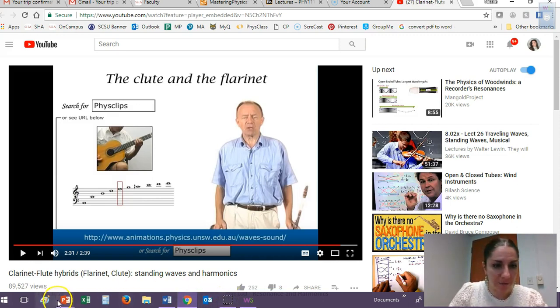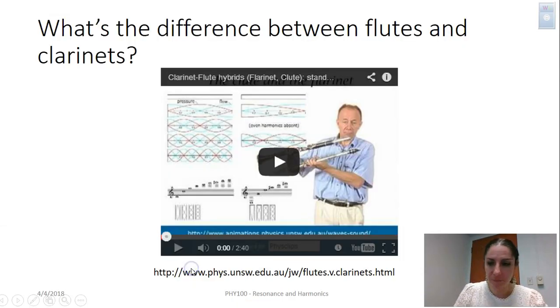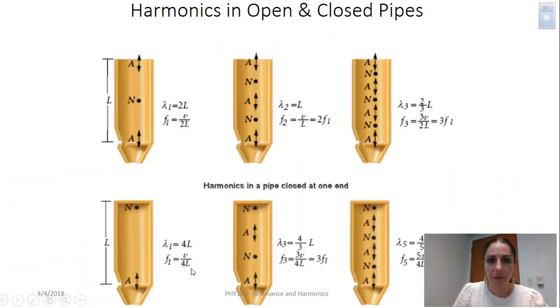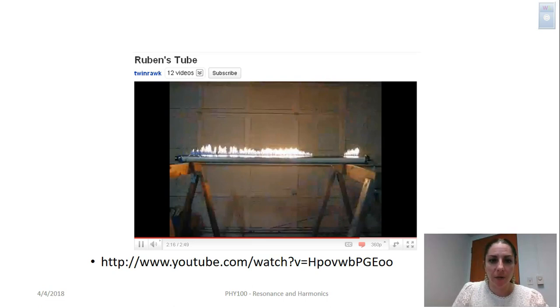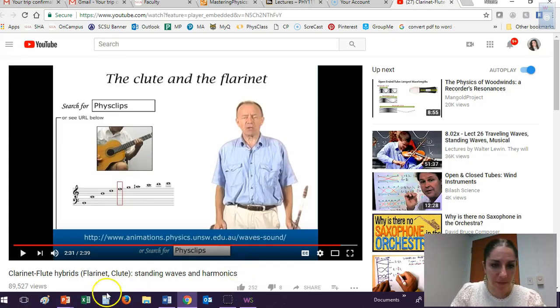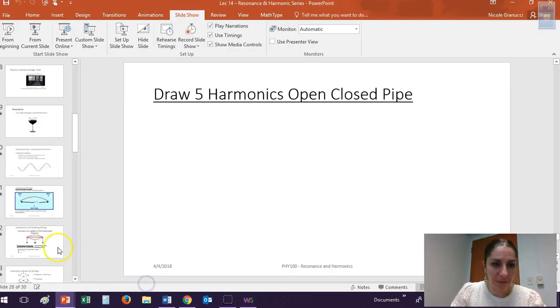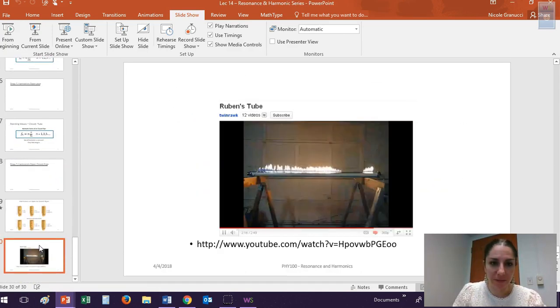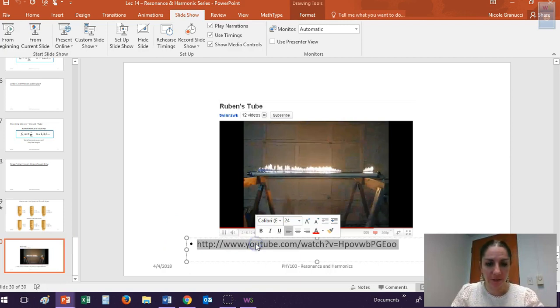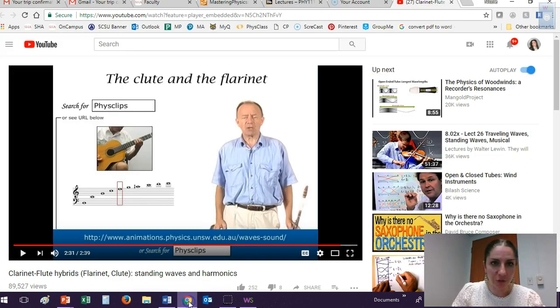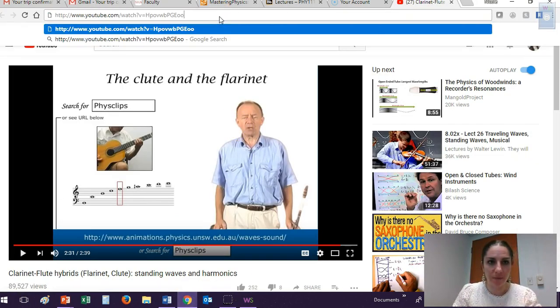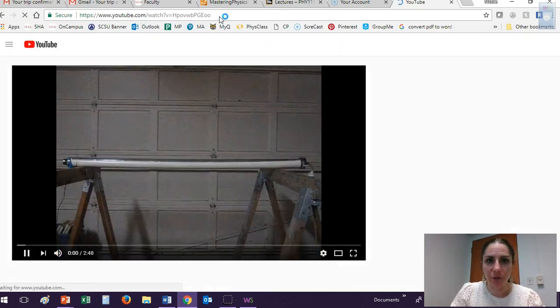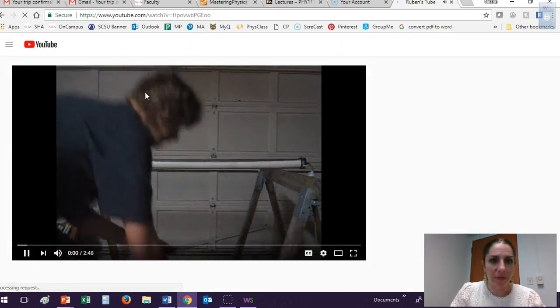One last thing, and that'll be it for this video, is this Rubens tube video. So, I don't know if I can click on this, so give me a quick second. The thing is, you can't really see standing waves because they're air and it's hard to imagine. But this will actually show you some standing waves pretty well. I'm not going to show you the whole video, but you can see part of it.